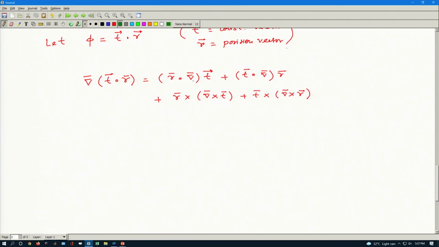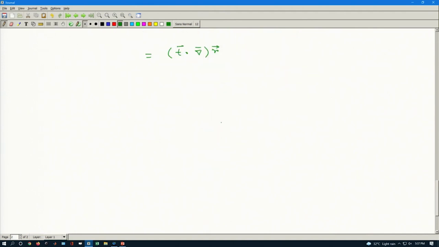T is a constant and the operator will act on it, so this term is 0. T is a constant, so this term is also 0, and this term, curl of r, is also 0. So, this I have 0, this I have 0 and this I have 0. So, eventually the term that we have here is simply the t vector. So, gradient of t dot r is equal to t, for constant t.